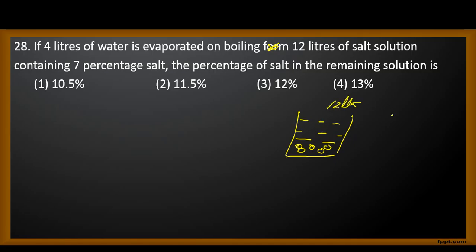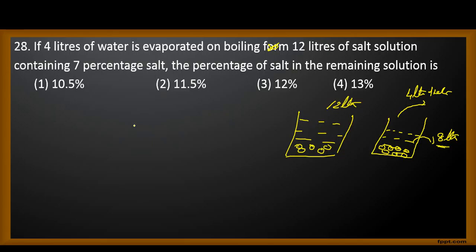Now what happened here is we're doing evaporation. So 4 liters of water is evaporated. Then what is the total quantity will become? 8 liters. Now listen carefully. Only the water content is evaporated, but the salt content, whatever is there initially and finally, will have the same salt content. The salt content remains same.